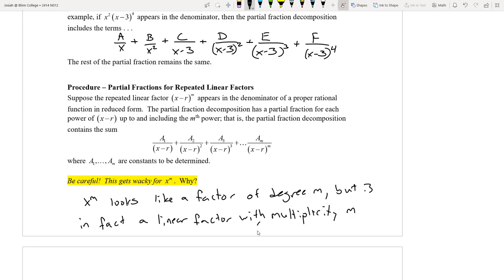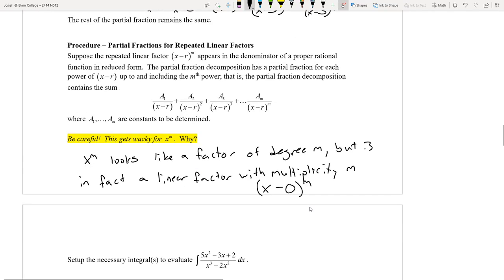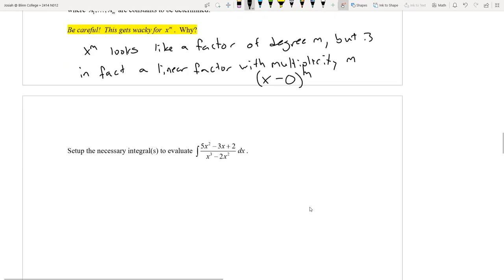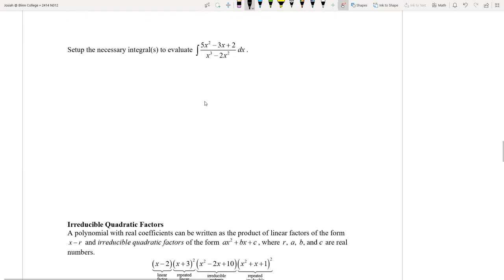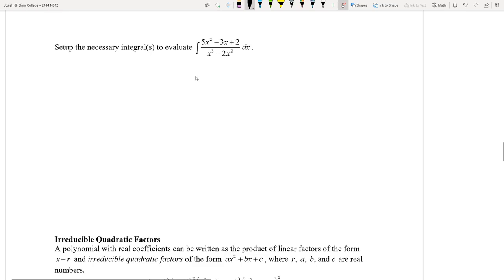So it's really x minus 0 to the m. And the reason that we have to say that is because in a little bit we're going to start looking at quadratic factors instead of linear, and we really don't want to confuse something like maybe x squared as a quadratic factor. It is a linear factor, it's x minus 0, but repeated m times. So we'll go ahead and take a look at what this does to not only our setup for finding our coefficients, but also for finding our constants, but also for how it affects our integrals.